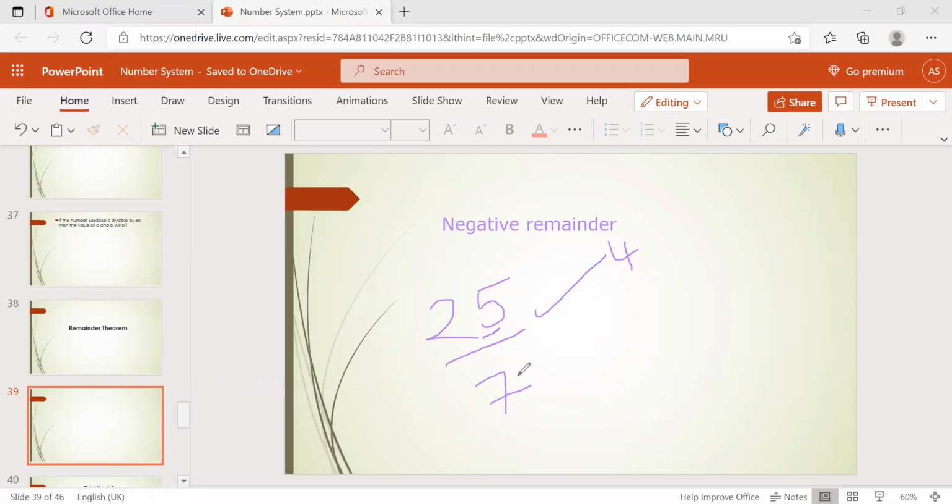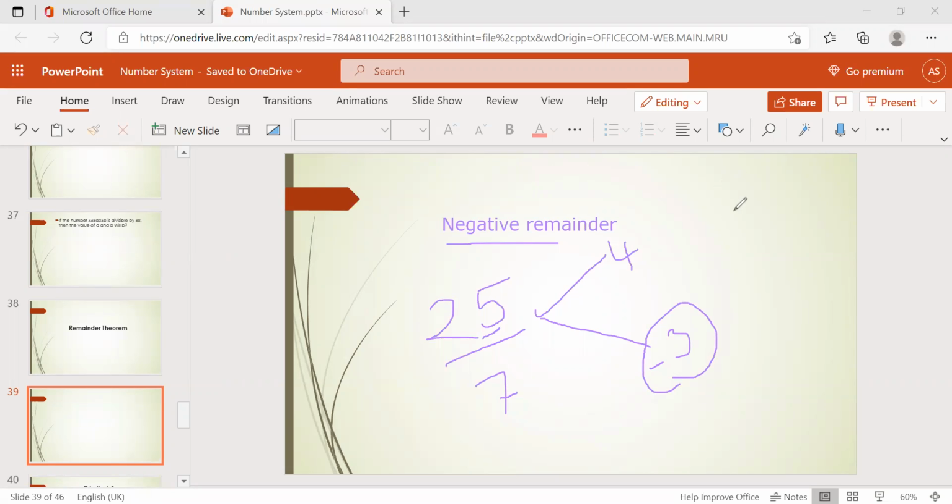So the remainder is 4. Now, what is the negative remainder? Just find the nearby greater value of 25, the multiple of 7 that is greater than 25. That is nearby, so 7 fours. What is 7 fours? 28, right? Now, what is the difference here? 28 minus 25 is 3. It is minus 3, the negative remainder. The negative remainder is minus 3, right?